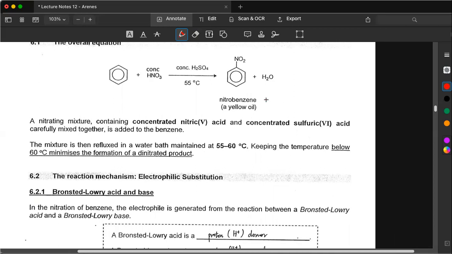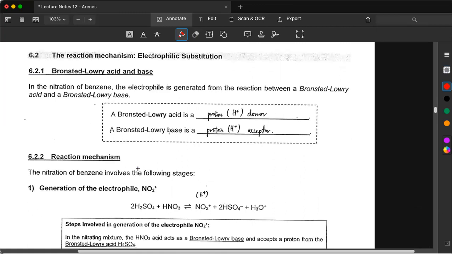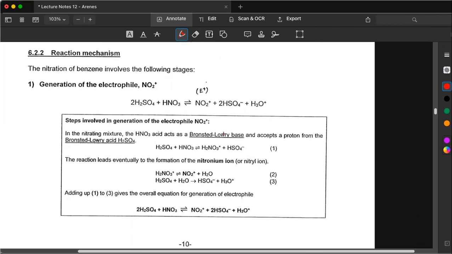We don't want more than one H substituted by the NO2. So we need to control the temperature. In the nitration of benzene, the electrophile is generated from the reaction between a Bronsted-Lowry acid and a Bronsted-Lowry base. So this is a revision of what is a Bronsted-Lowry acid and a base, okay? So this is the mechanism.